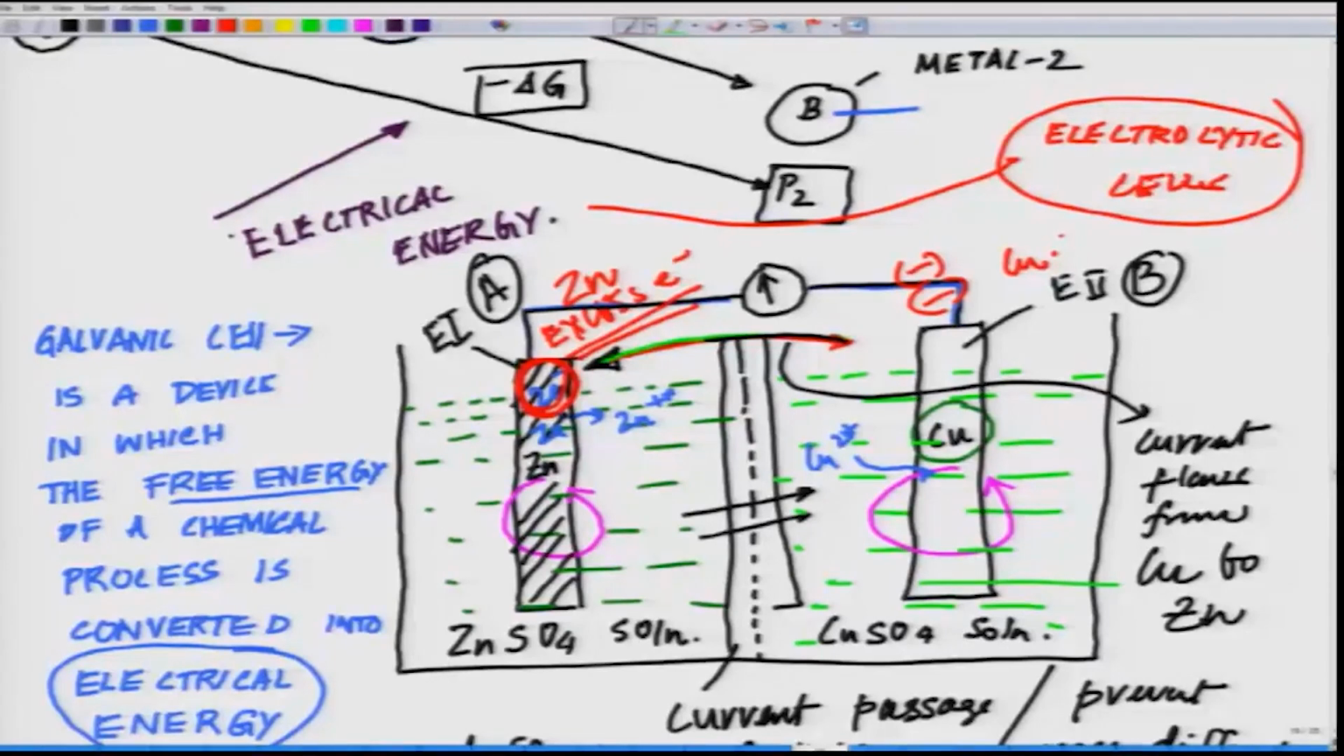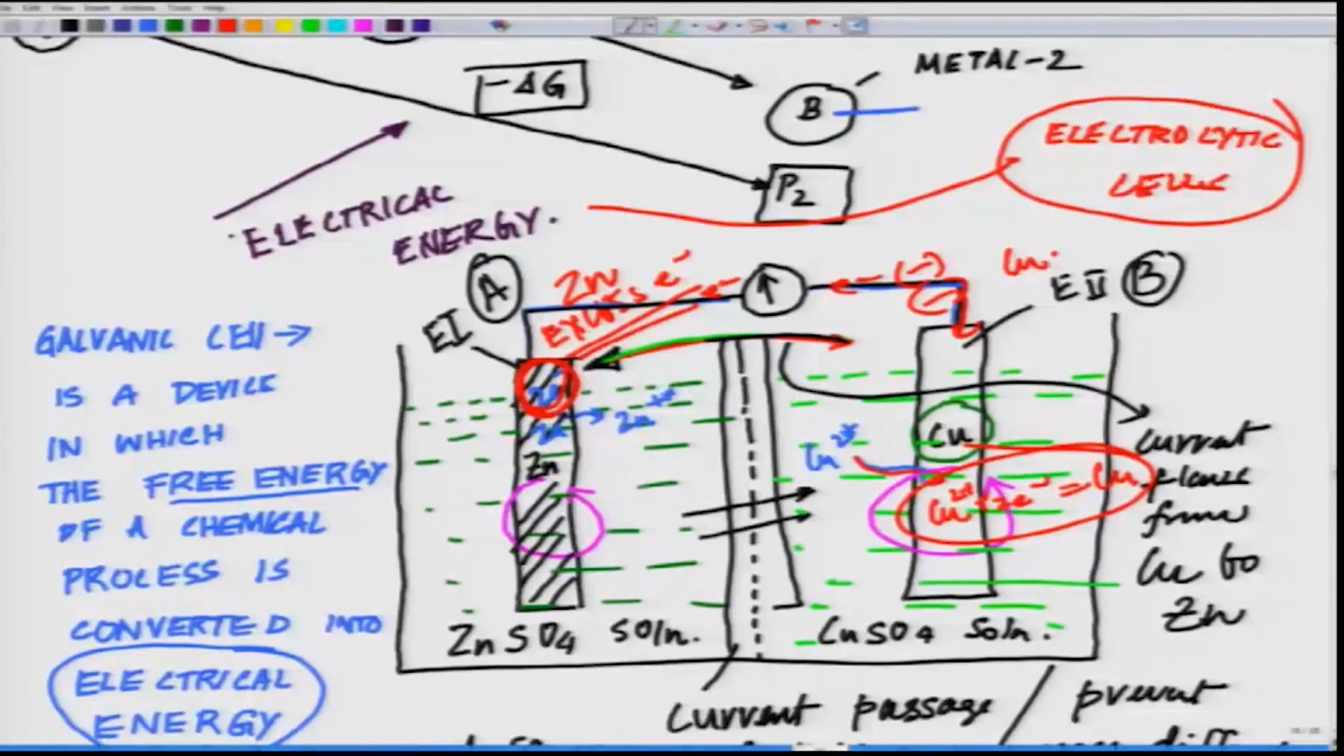So, there is an excess of electrons at the zinc electrode and a dearth of the same at the copper electrode. When the circuit is complete, the electrons flow from the zinc to copper. The electrons from here travel here, and the copper ions deposited here, Cu2+ plus 2 electrons, become copper. So, there is a copper deposition which happens.